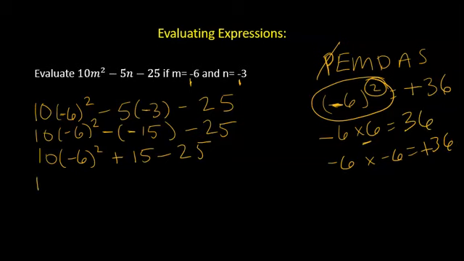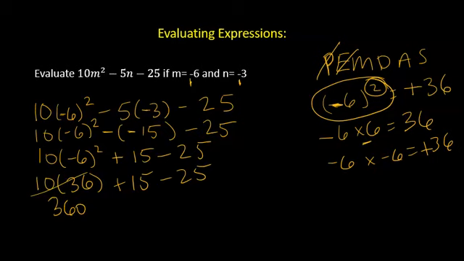So we're going to do 10 times positive 36 plus 15 minus 25. Well, I got that multiplication thing going on again, so I got to put those together. So that gives me 360, 10 times 36, plus 15 minus 25. I already did the parentheses. We're doing multiplication. We just did that with the 360. Okay, cool. Let's go left to right.